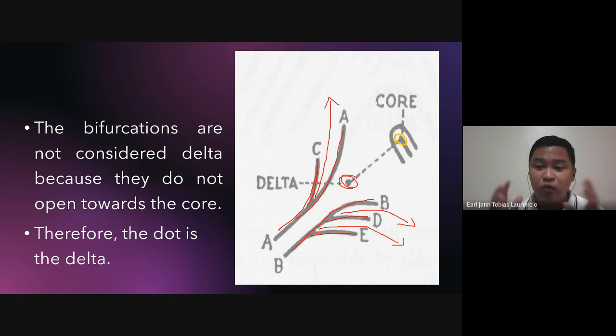Therefore, we will look for another ridge characteristic that is located in front of, near, or at the center of the point of divergence. In our example, we have the ridge dot. Therefore, the ridge dot was chosen as the delta of the pattern. I hope that is clear to you. Okay? Let's move forward to the next.